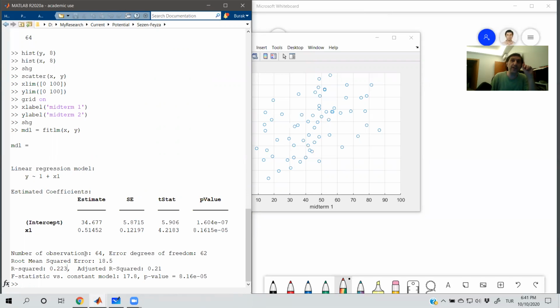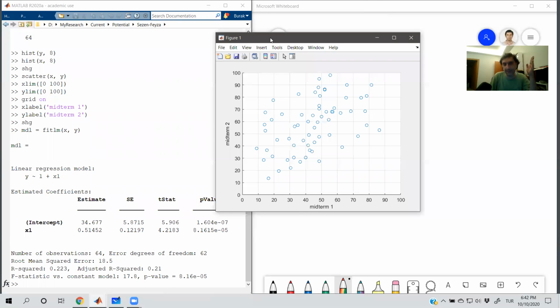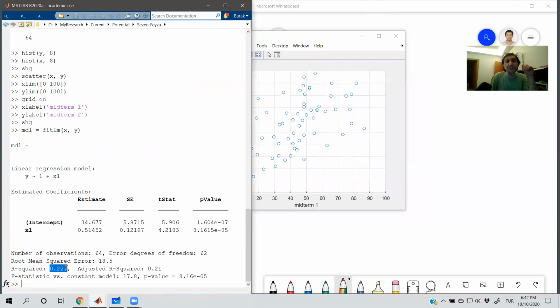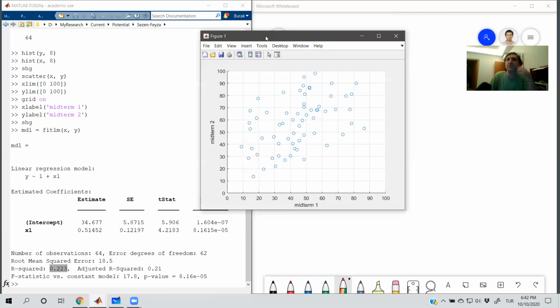However, first we have to check the significance of regression, and it's given with this p-value. The p-value of the regression is 8.16 times 10 to the power minus 5. So it's a significant regression, but actually the relation between the two midterms is low. That was actually a pretty nice example to summarize these concepts.